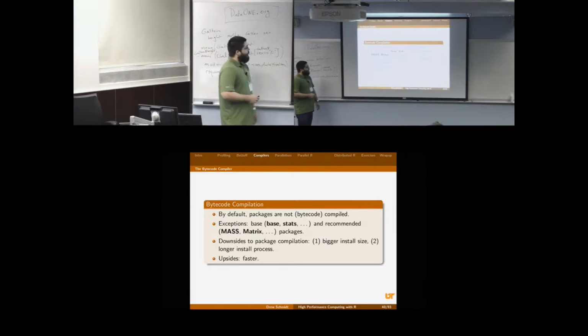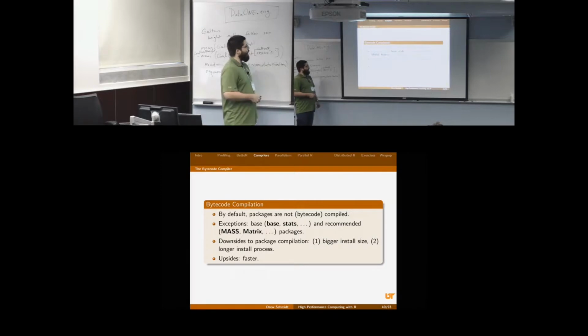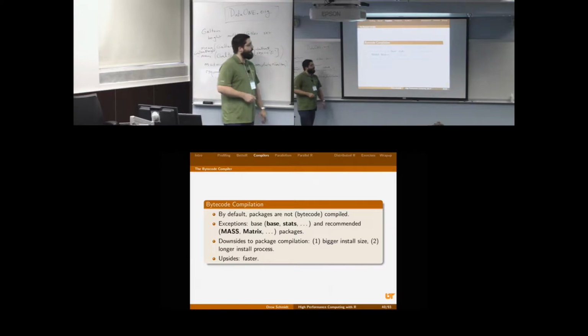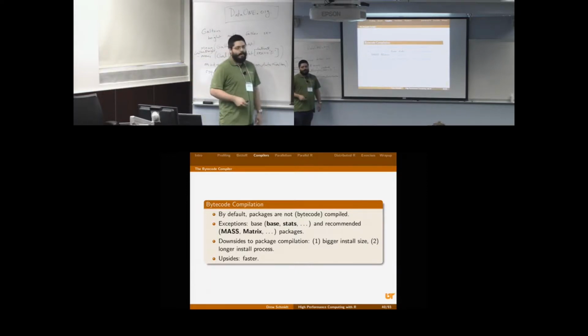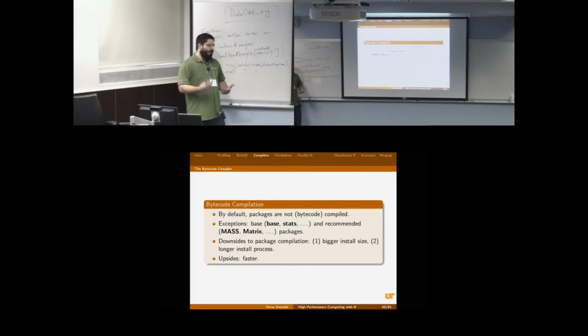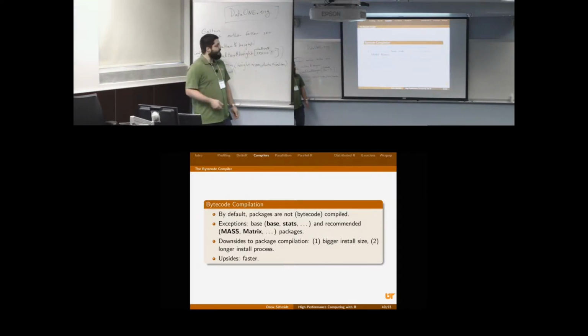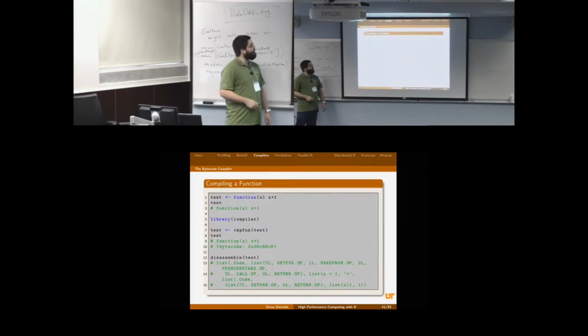The downsides to using the bytecode compiler, package compiler: it will have a bigger install size, not by much, but it will be larger, and a longer install process, again, not by much, but it will be longer. These are the kind of things that, when you submit to CRAN, you may have a very grumpy person ask you why you're bytecode compiling or something, but there's no real downside these days. The upside is you can expect faster code. How fast? Again, maybe 2 to 5% faster. 5 is sort of best case.